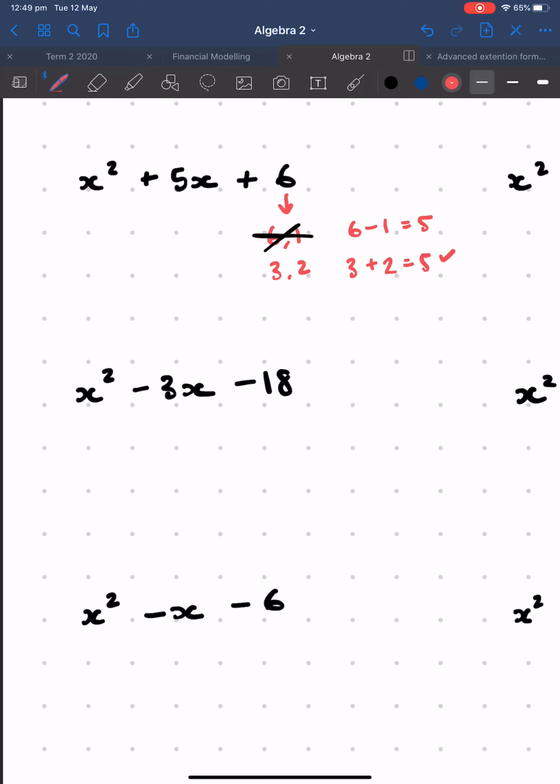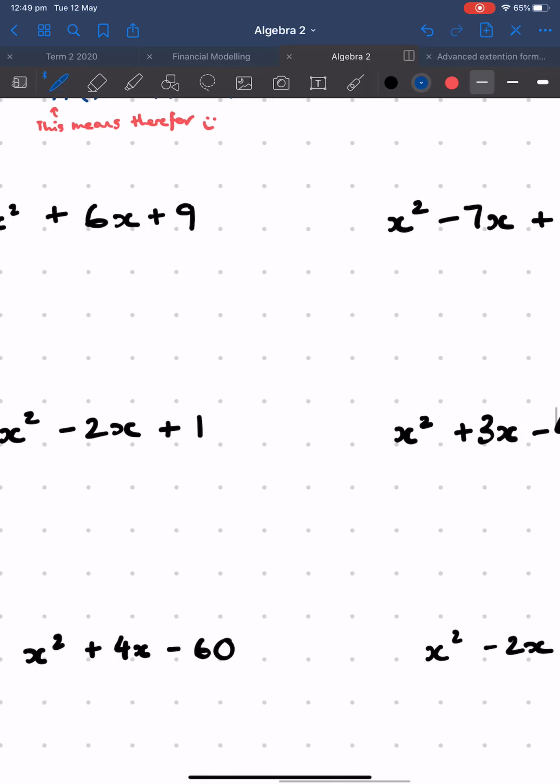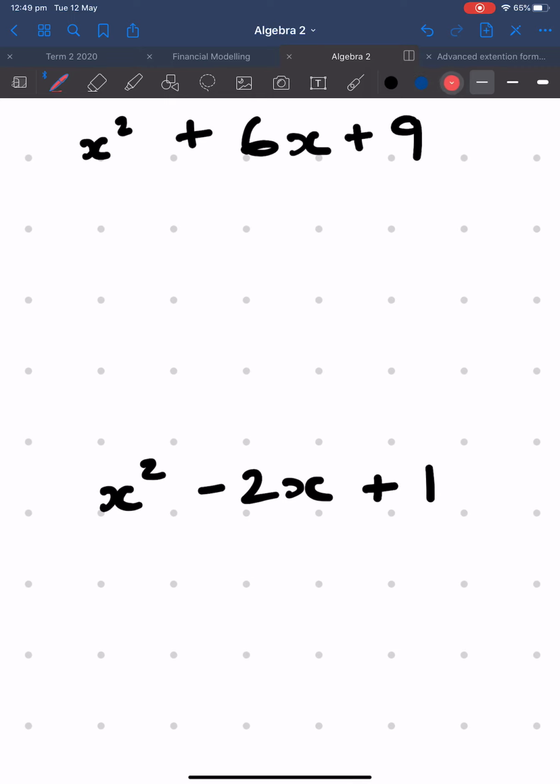That means that they are my 2 factors, and then I can just jump straight to writing the answer, which is going to be x plus 3, x plus 2. And that is it factorised. I'm going to skip the next one and jump to here, and we'll do the same thing.